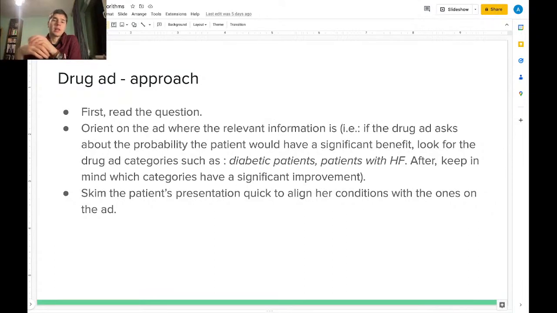Okay, as I told you before, you have to skim the patient's presentation to align their conditions with the ones on the ad.